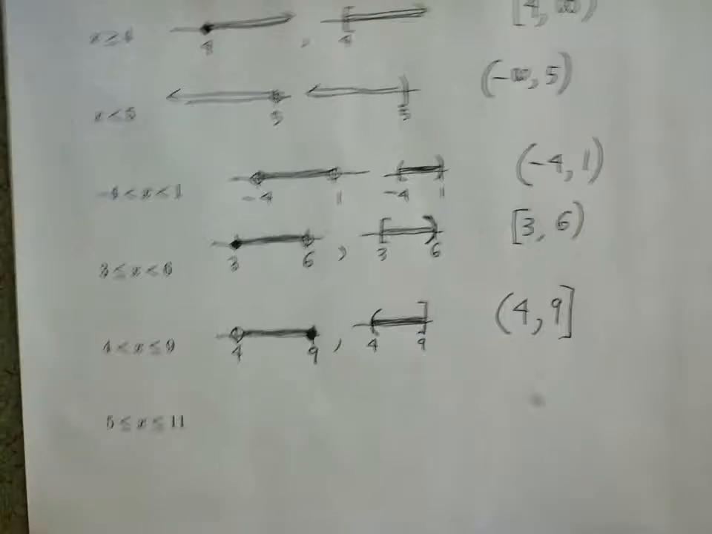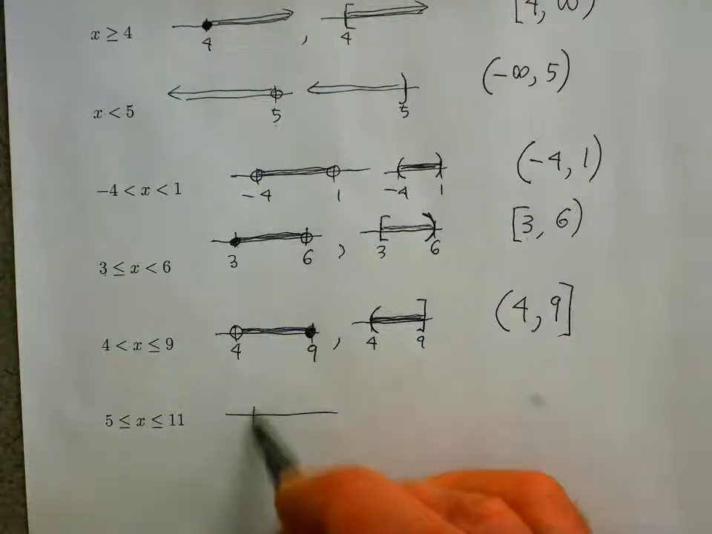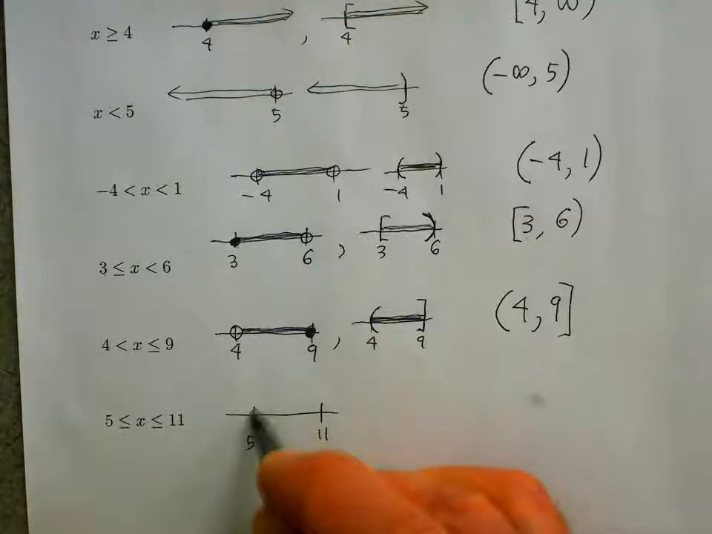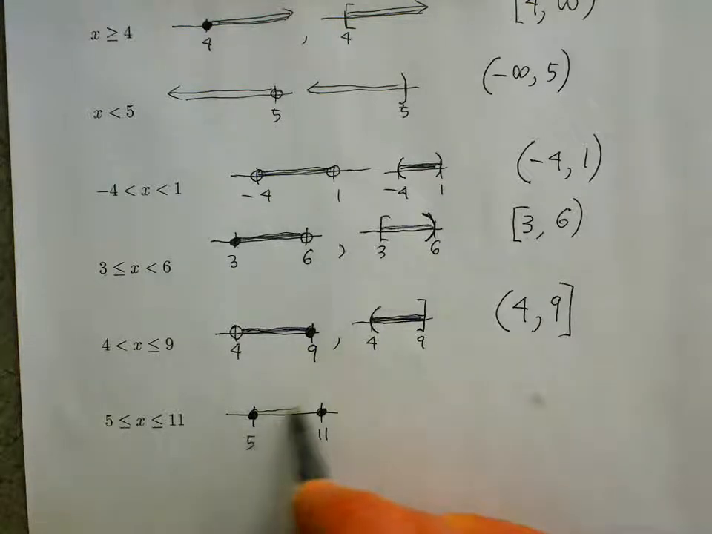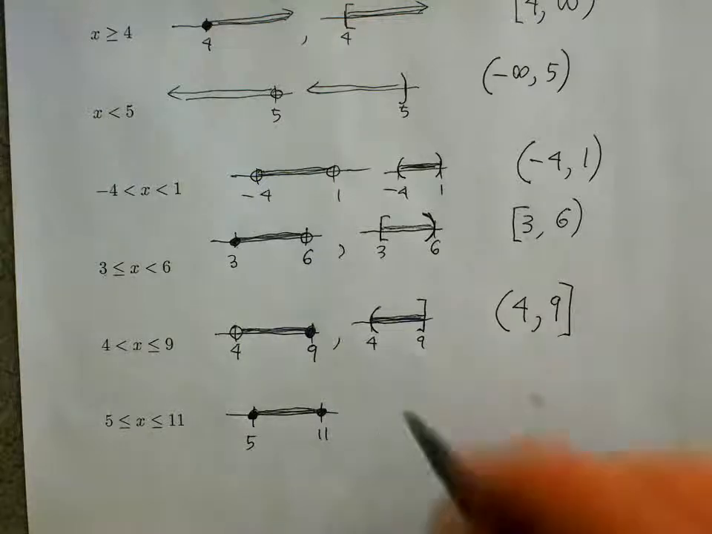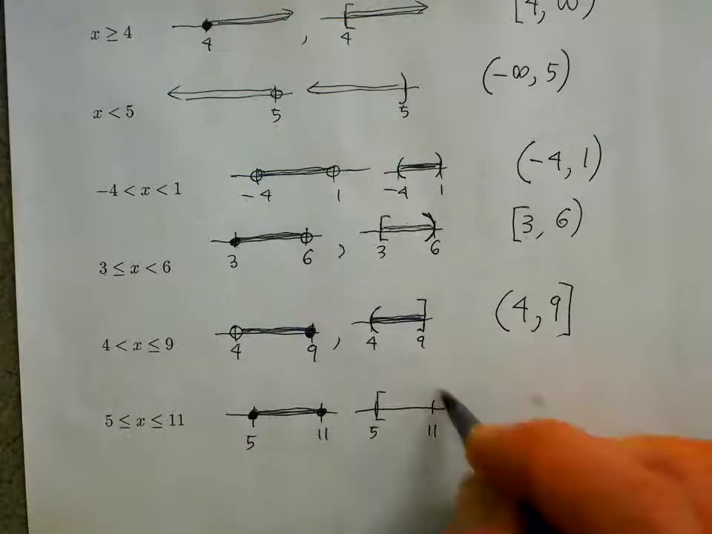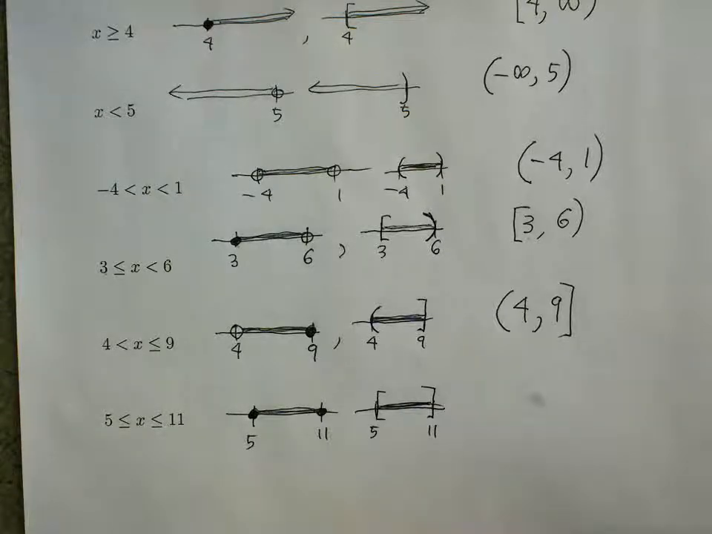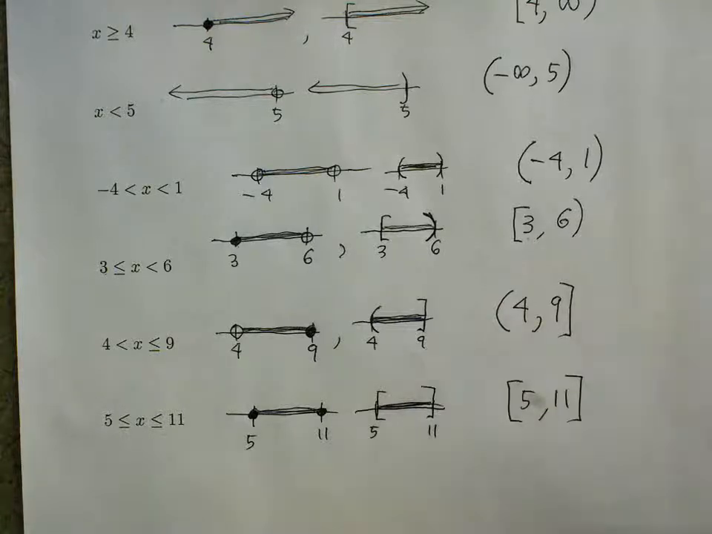Okay, our last example on this page, 5 is less than or equal to x, which is less than or equal to 11. So we put 5 and 11, closed dots, because of the or equal to part in both places. And then we shade everything in between. The alternative, use brackets and shade everything in between. And then the interval notation, bracket 5, comma 11 bracket.